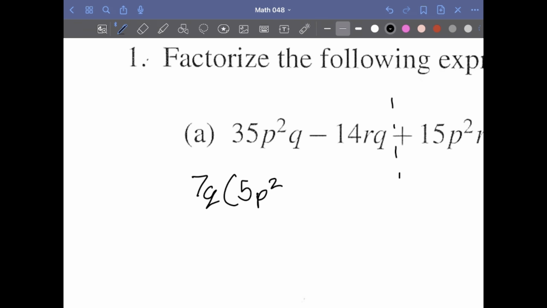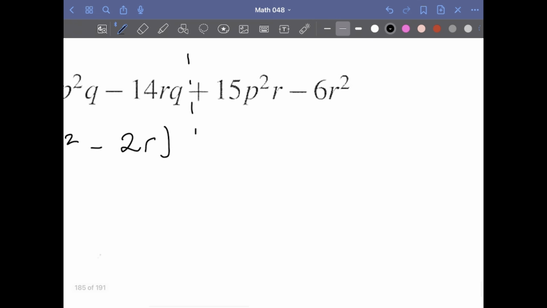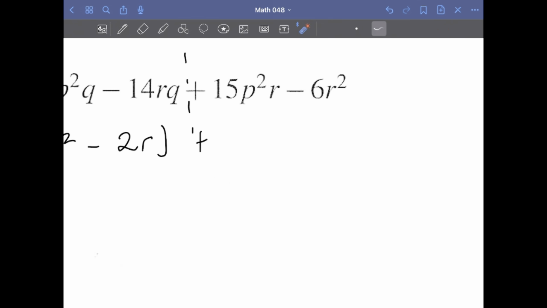Q divided by Q is 1, so we don't have to put that again. Minus 14 divided by 7 is 2. We didn't factor out R, so we could put that back. Q divided by Q is 1. So, and then plus, same thing. What factors are common in both terms? 3. 3 and R is common in both terms. So I'm going to factor out 3R. When I factor out 3R, I'm going to divide.